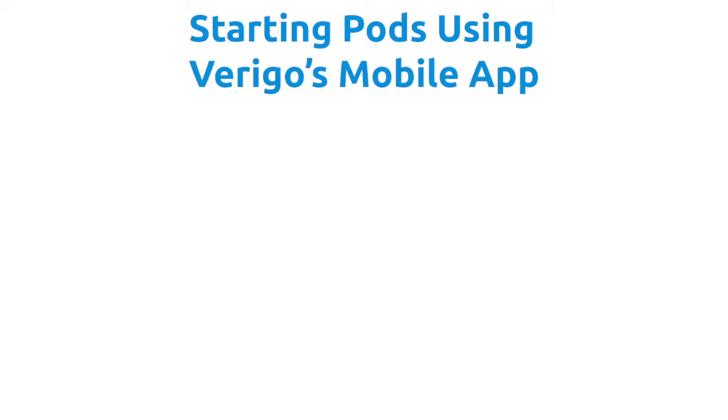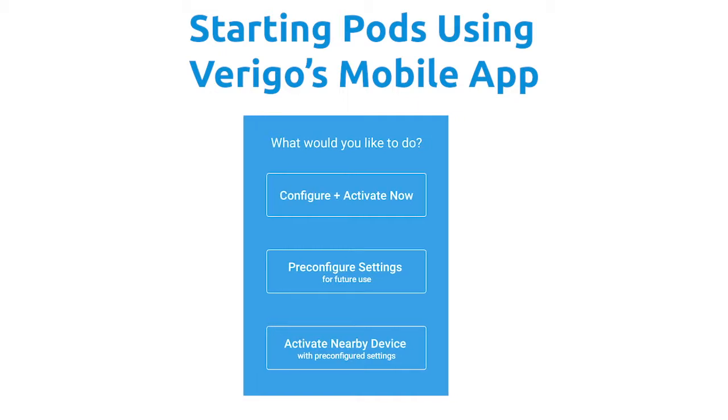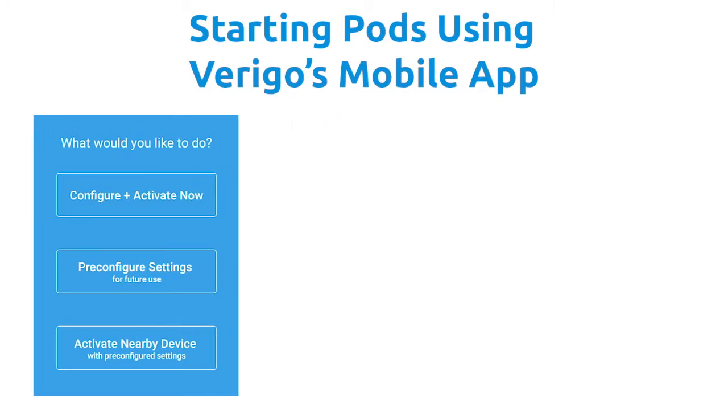To start a pod using Verigo's mobile app, users now have the option of choosing from 3 different methods according to their needs. Now we will show you how to configure and activate a device using the possible methods in Verigo's system.